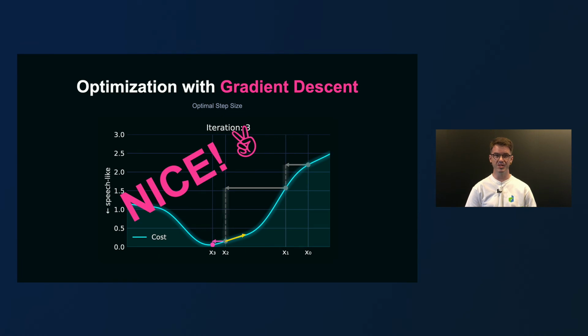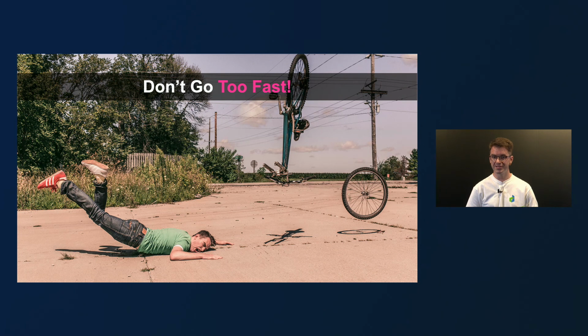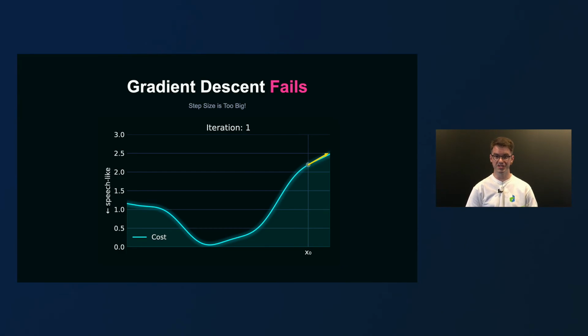So this was very nice. So we got to the bottom. However, we have to decide how long we go in each step. And if we go too fast, then things may go wrong. And I will show just such an example now. So now, because we want to go faster than before, we will take longer steps. So here is the first step.